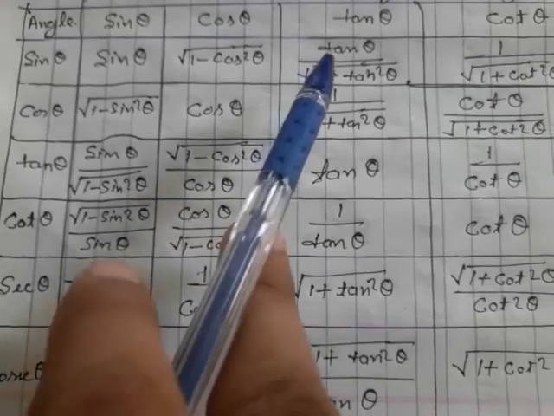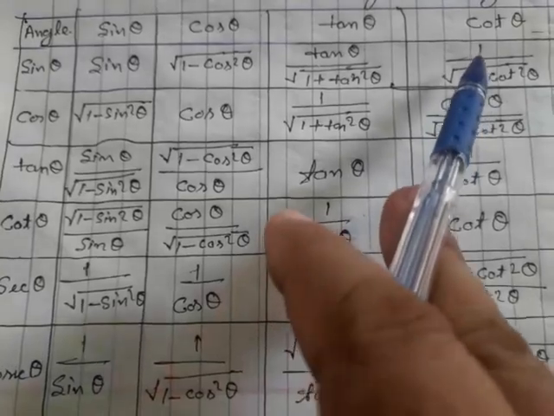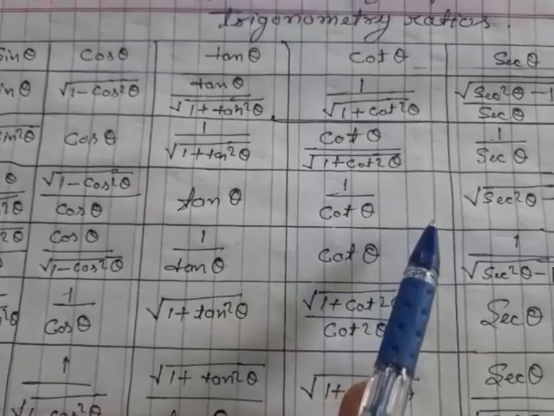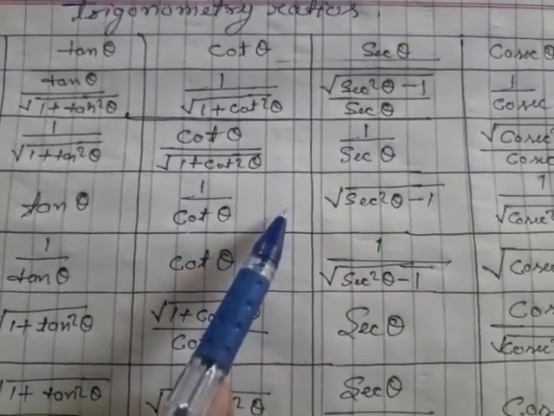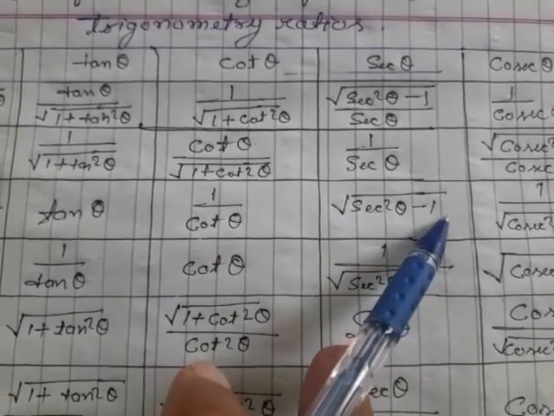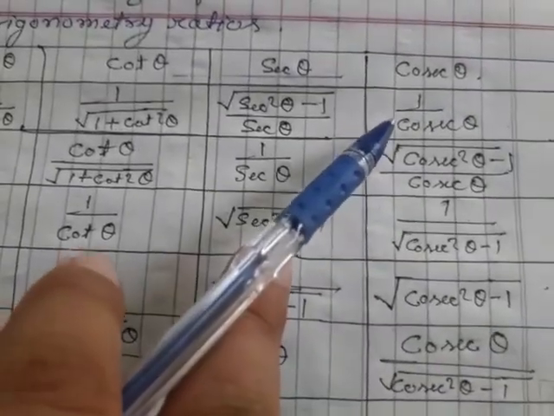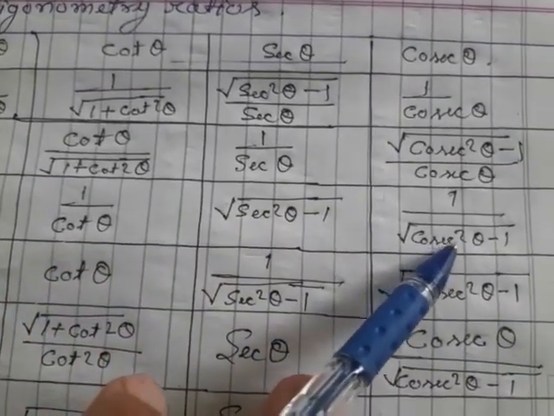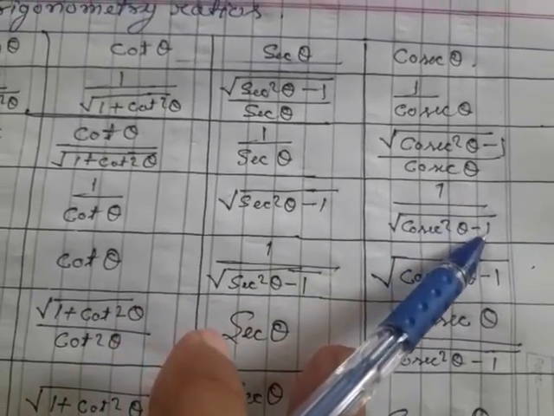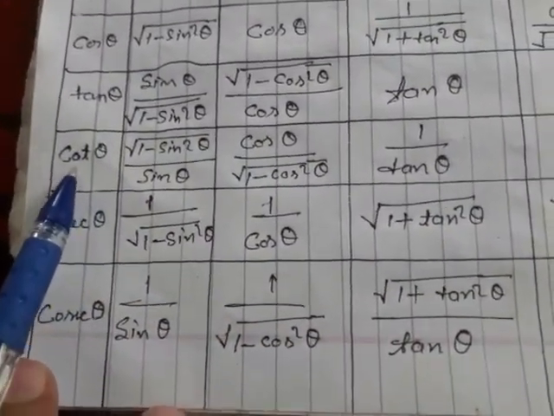Clear? In the form of tan theta, tan is tan. In the form of cot theta, 1 upon cot theta is equal to tan. Clear? Similarly, sec theta: under root sec square theta minus 1 is equal to tan theta. Now tan theta in the form of cosec theta: 1 upon under root cosec square theta minus 1. Clear? Similarly, the other identities, see here, just like cot theta.